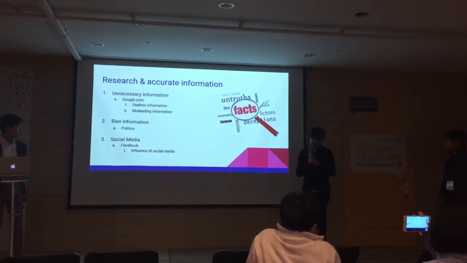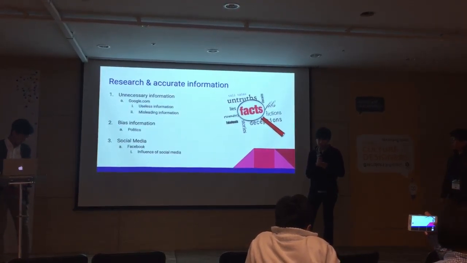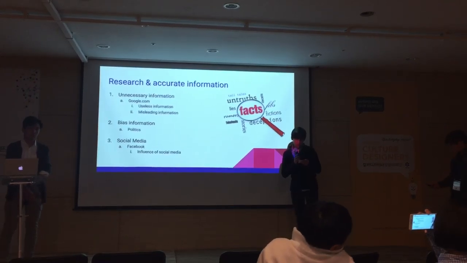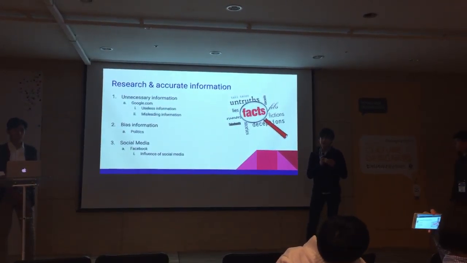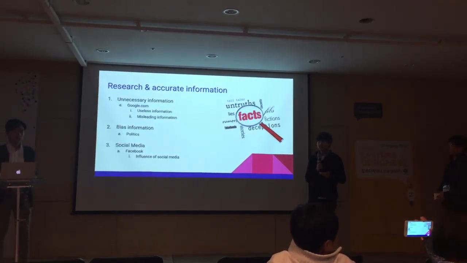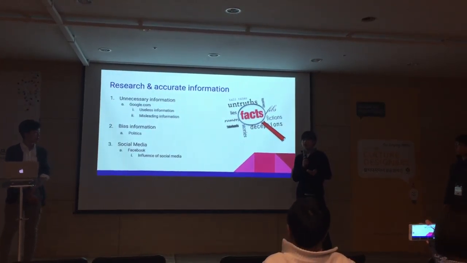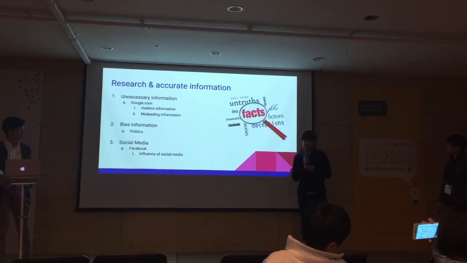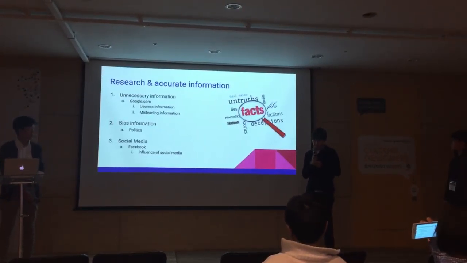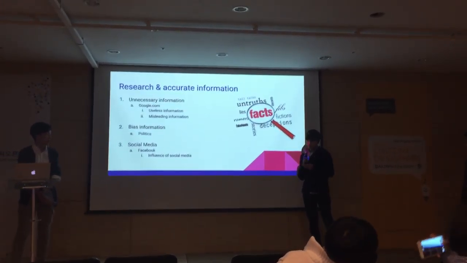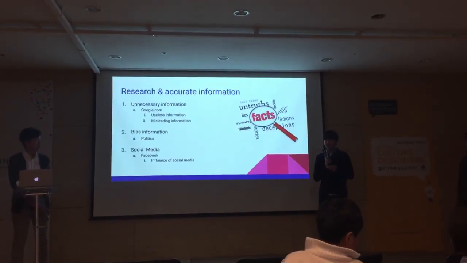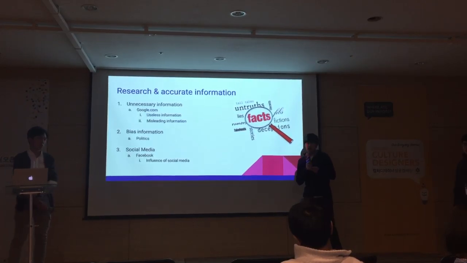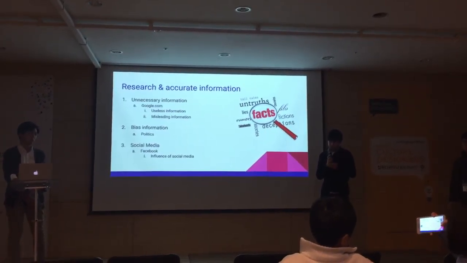Another is biased information in history. In history, each government or country has their own perspective of how they think about the history they have had in the past. One of the examples we are currently having is between Japan and Korea about Tokto. Tokto is one of the good examples of biased information, because both countries use their own perspectives on how they think about the territory of Tokto.